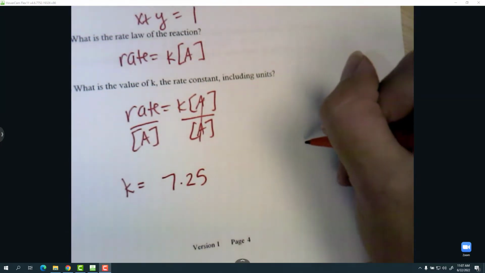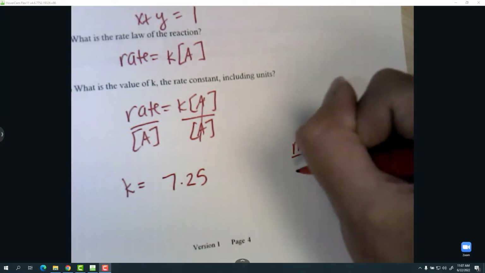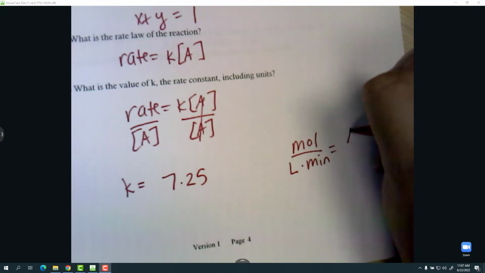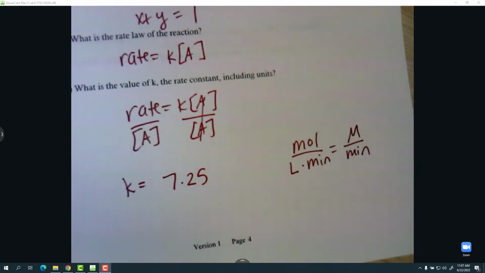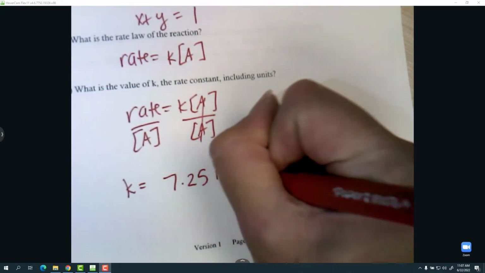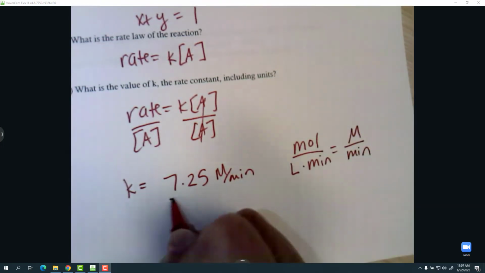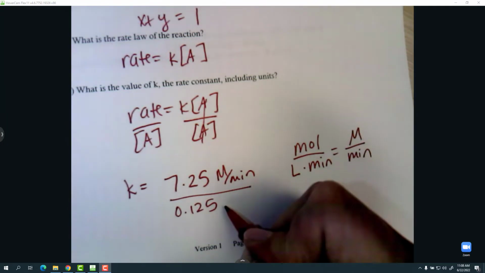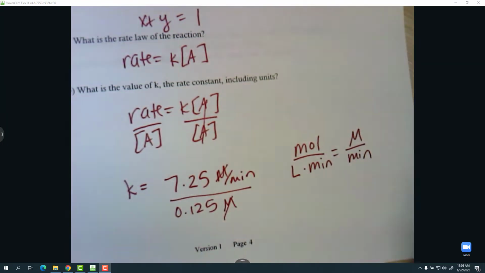Now the units look kind of crazy. Let me just write this out. It says moles over liters minutes. So moles per liter, that's molarity. So that's what they're trying to say. And then for the concentration, it's 0.125, and it says moles over liters, so that's also molarity. So I see the molarities cancel.